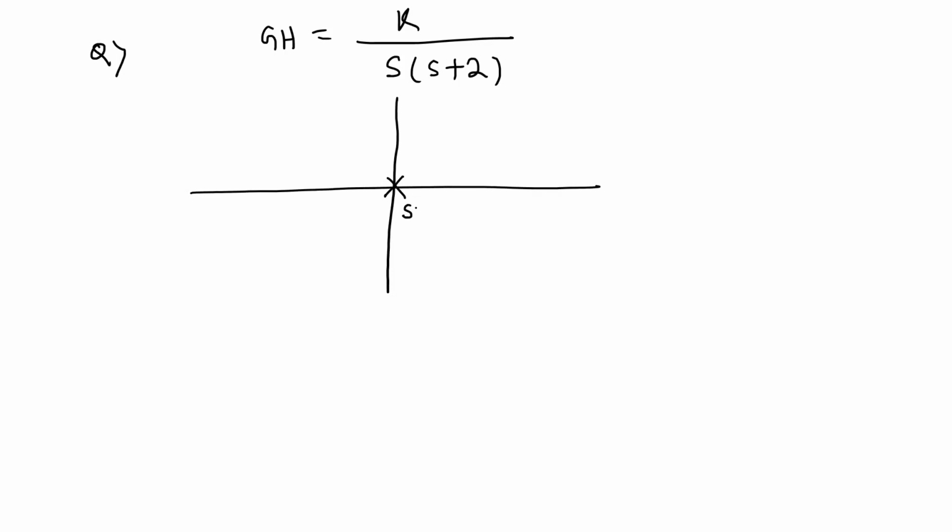So first, find out the pole location. S equal to 2, 0 and s equal to minus 2. These are my two pole locations. This is the first point: find out the pole location.